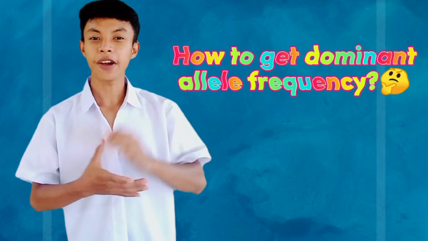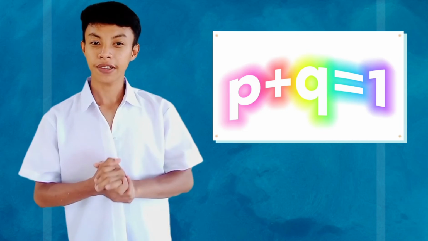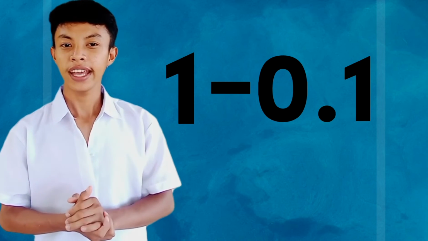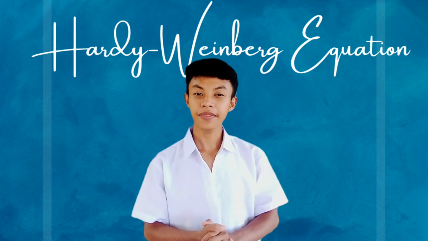Now to get P, which is the dominant allele, remember the first equation, P plus Q is equal to 1. Since Q is equal to 0.1, then you can simply subtract 0.1 from 1. And that results in P, which is equal to 0.9. That's it. I hope you have learned something new today.